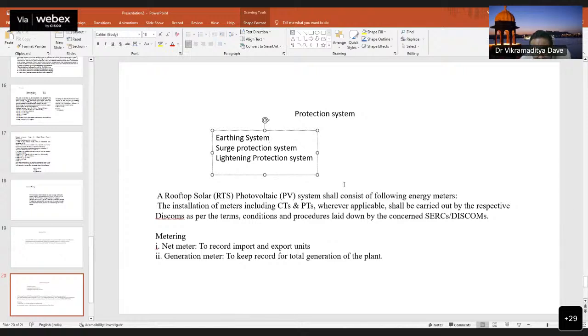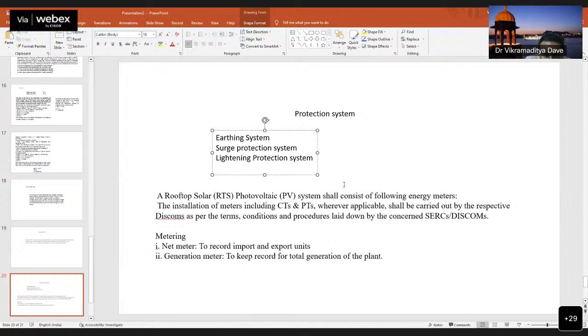Okay, lightning arrestors (LA) are to be provided because these silicon panels are very much attractive toward lightning surges. Many incidents have happened in the absence of an LA system. So a lightning protection system should be provided on the diagonal ends of the complete solar system, because the cost is very low, approximately less than 2000 rupees for an LA.